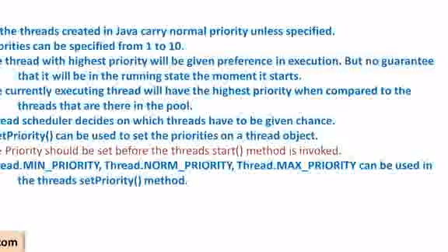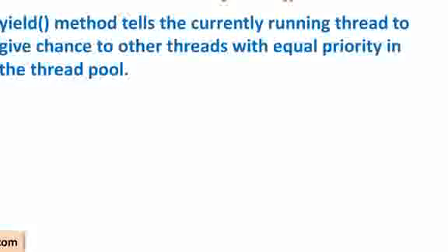Now let us look into the yield method. Yield is actually a static method, and yield tells the currently executing thread to give a chance to the threads that have equal priority that are waiting in the thread pool.